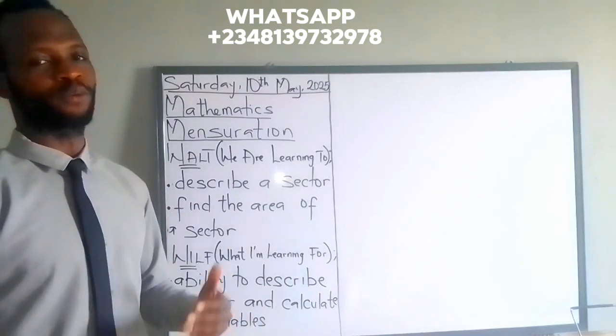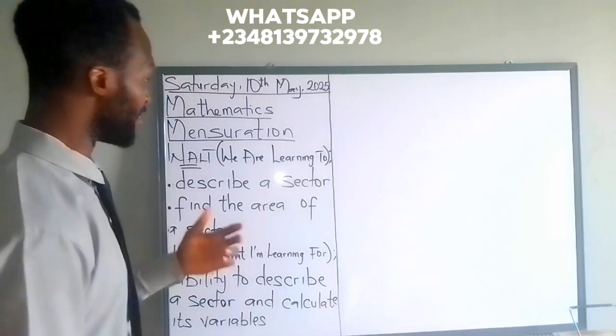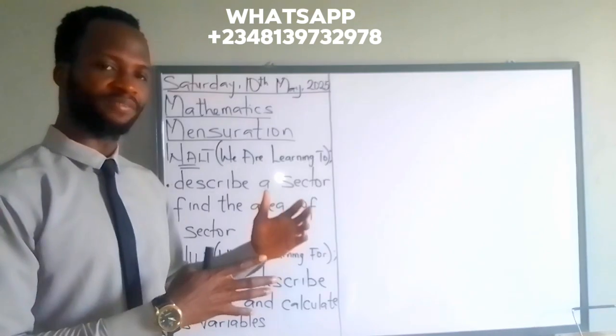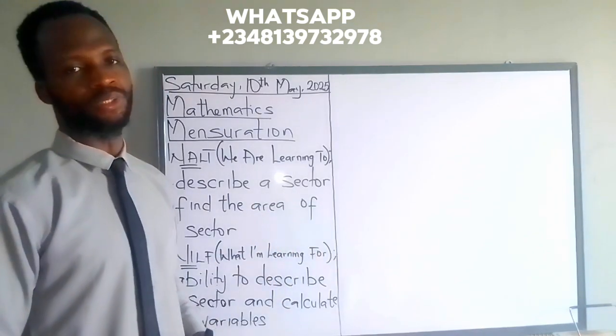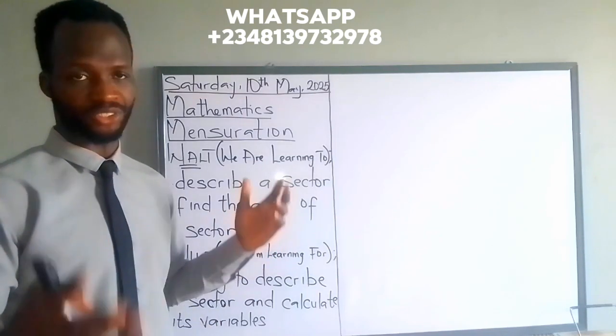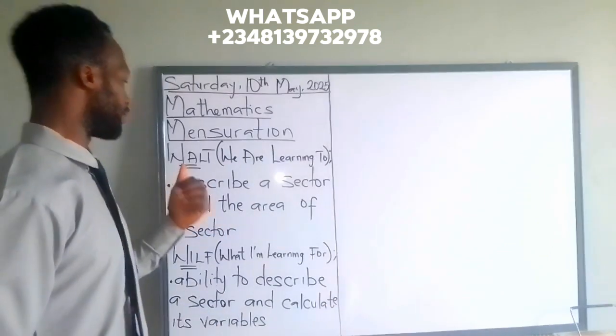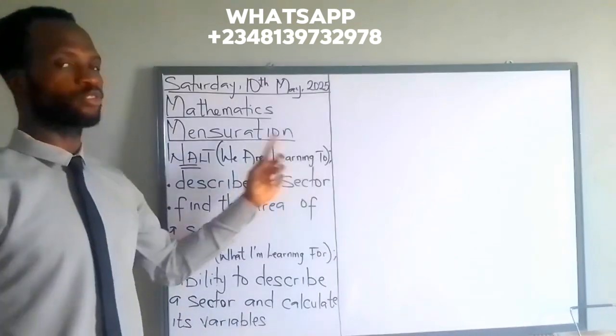So we are going to take it from where we left it in the last class, mensuration. I said in the last class that mensuration simply refers to a branch of mathematics that deals with dimensions of shapes and figures. So without much ado, let's see what we are learning.